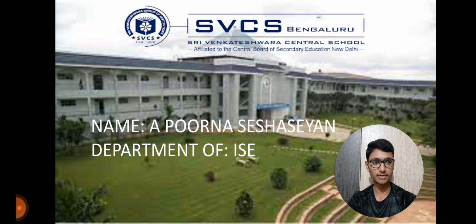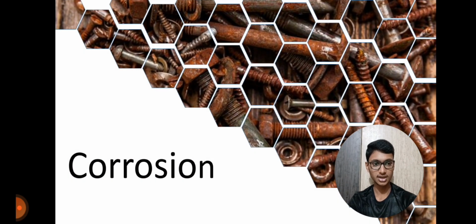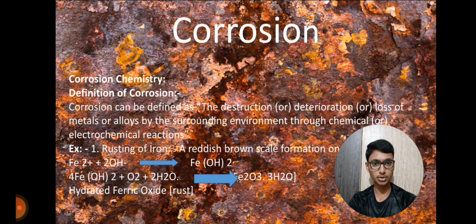The main topic of our presentation is corrosion. Corrosion is nothing but rusting of iron. Nothing can be permanent in this world. In the same way, iron cannot remain the same as when it was manufactured. It has to undergo rusting and be destroyed. Let us see what exactly corrosion is.